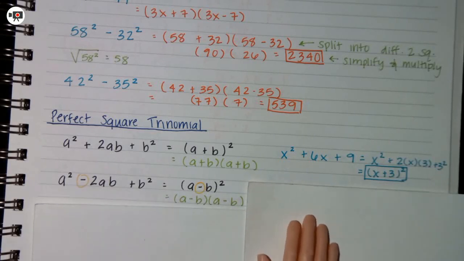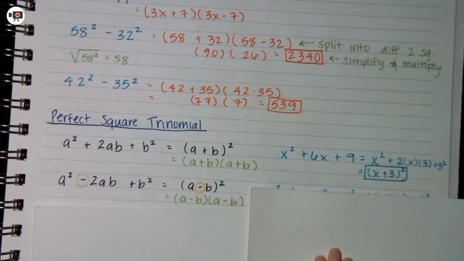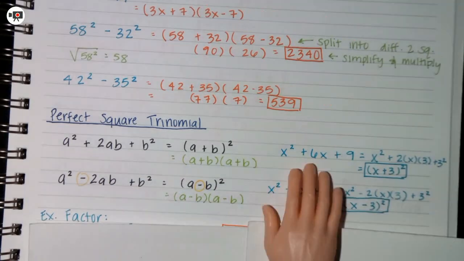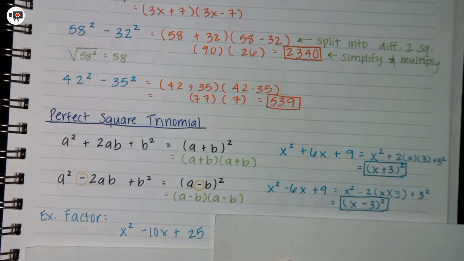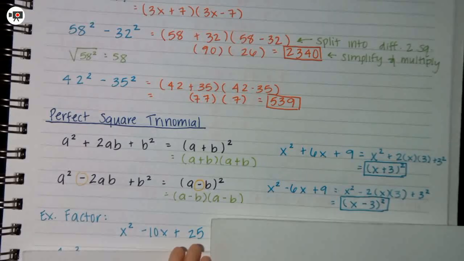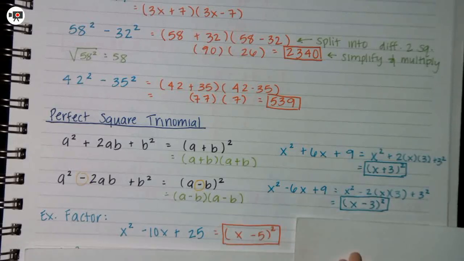If I have a minus first, then it's going to be a minus b squared. The same idea, but instead of plus 6x, we have minus 6x. And in the answer, we have x minus 3 squared. So let's factor one. X squared minus 10x plus 25. X squared, perfect square. 25, also a perfect square. Square root of 25 is 5, times 2 makes 10. And it's going to be minus in the binomial because I have the minus sign here. So this would be x minus 5 squared.